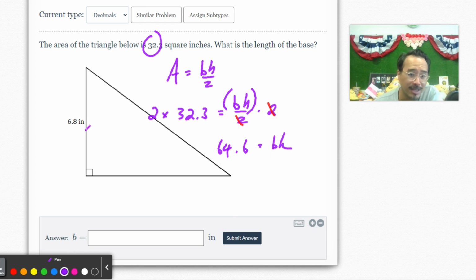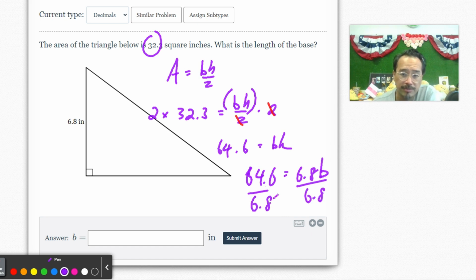And then now the height: 64.6 is equal to the height, that's 6.8, times the base, right? So we solve it like an equation. Divide both sides by 6.8. These cancel out, and 64.6 divided by 6.8 is 9.5.